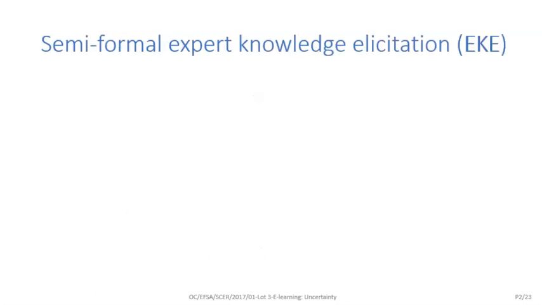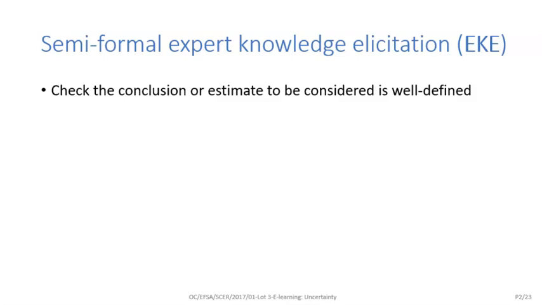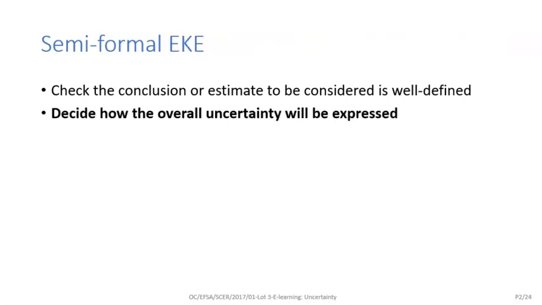Let's go through the basic steps of a semi-formal expert knowledge elicitation, or EKE, and look at some examples. The first step is to check the conclusion or estimate to be considered is well defined. We've already done that for Campylobacter. The next step is to decide how the overall uncertainty will be expressed.